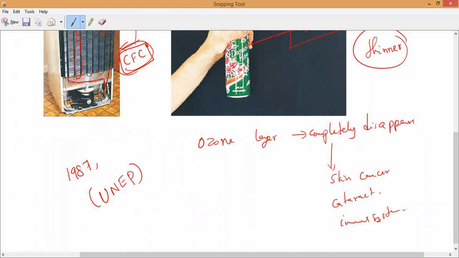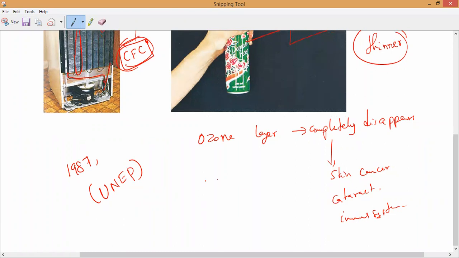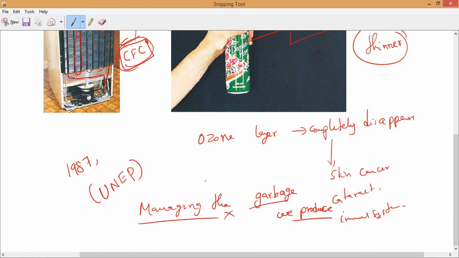So this is all about the depletion of the ozone layer, and in the next class we will study the second environmental problem caused by human activities, that is, managing the garbage we produce. Once this concept is over, almost the maximum syllabus is completed. So maximum tomorrow or the day after tomorrow we will complete this chapter.